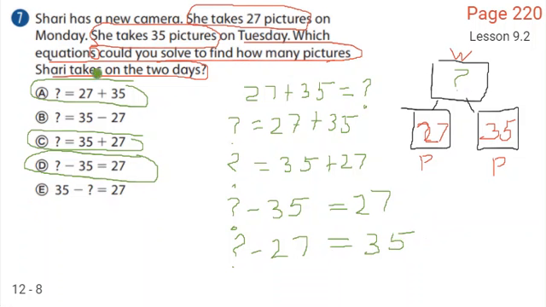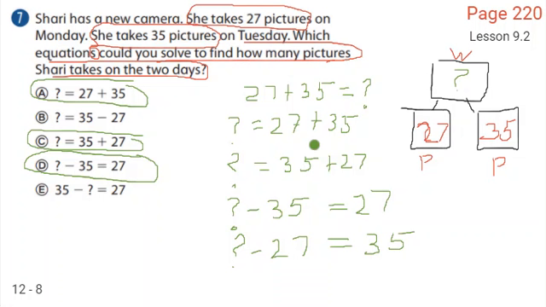And so these are the three that work. These others, I don't see it here. 35 minus 27, no. 35 minus something. So 35 minus, it doesn't work that way. 35 minus 27 doesn't work that way, because we're always taking the whole minus something. The whole minus something is equal to this number here.